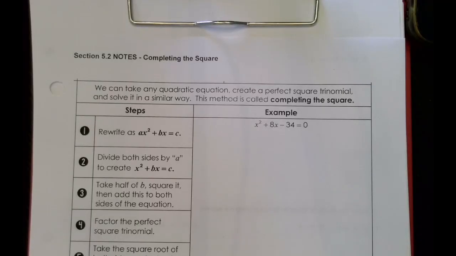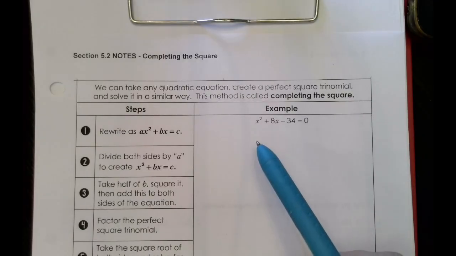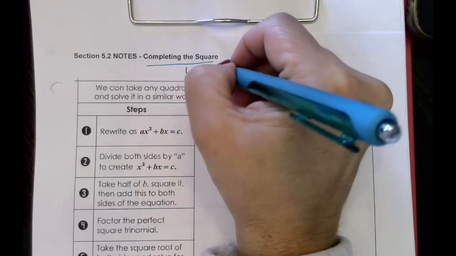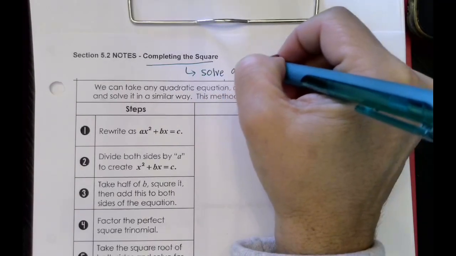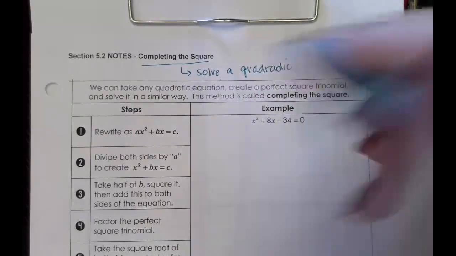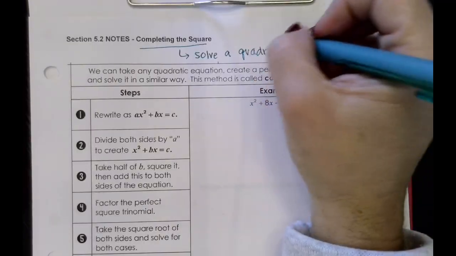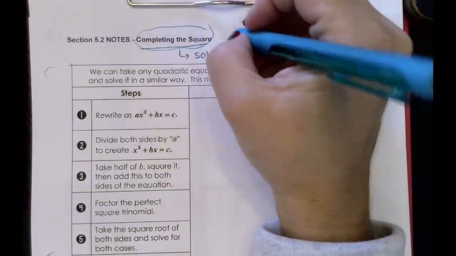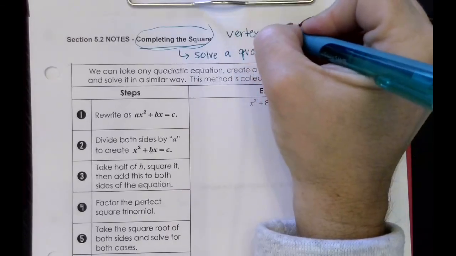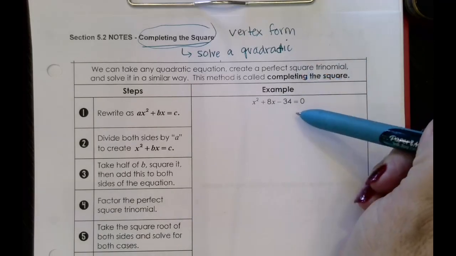All right, so notes for 5.2. We are still solving, so completing the square is another method to solve a quadratic. And when we get into Unit 6, we have to use this method of completing the square to move our equation into vertex form. Now, we're not going to do anything with graphing right now in Unit 5, but when we get into Unit 6, you have to do this.